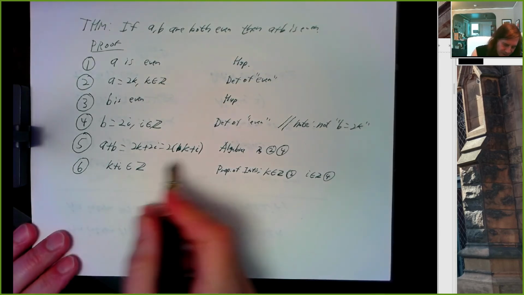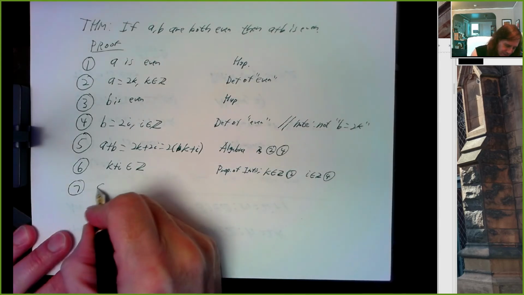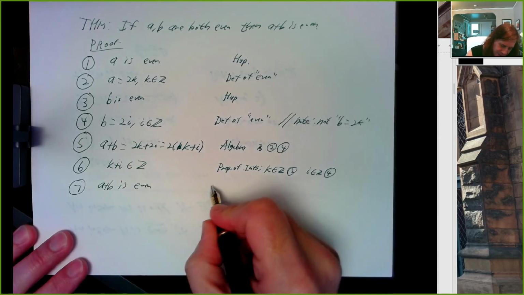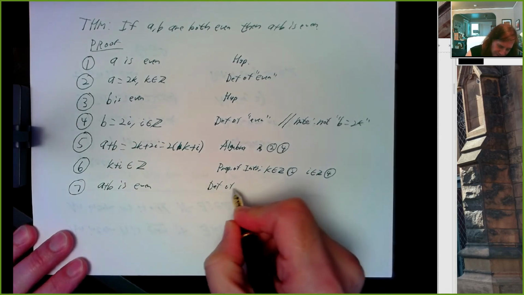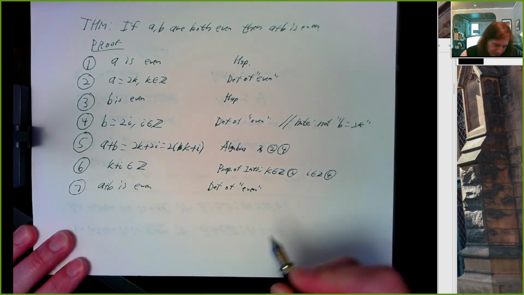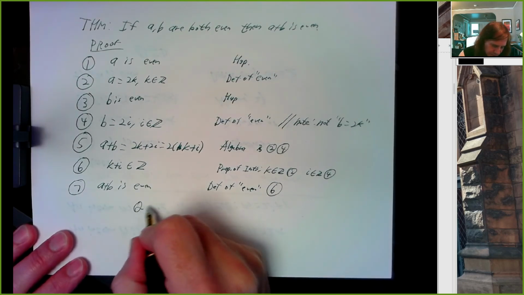All right, so A plus B is 2 times (k plus I). K plus I is an integer, and so A plus B is even. And this is the definition of even combined with step 6. And that's what we were trying to show.